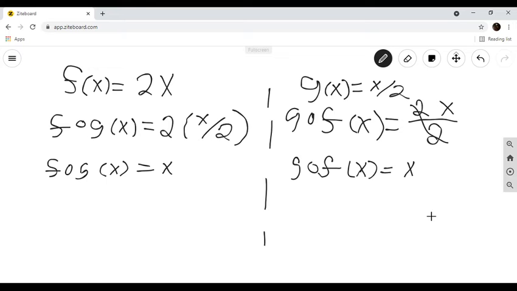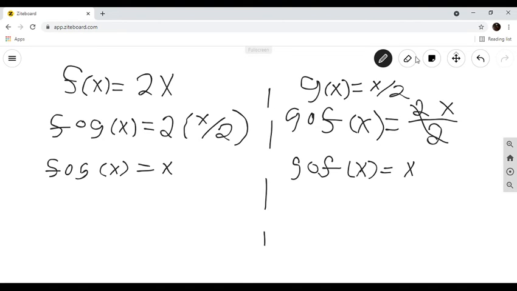So what does this mean about these two functions? Well, like I said when I started this example, these are opposite operations. This is multiplying by 2, this is dividing by 2. These are inverse of each other. In fact, we would call g of x or f of x, whichever one we're starting with, an inverse of the other one, an inverse function.